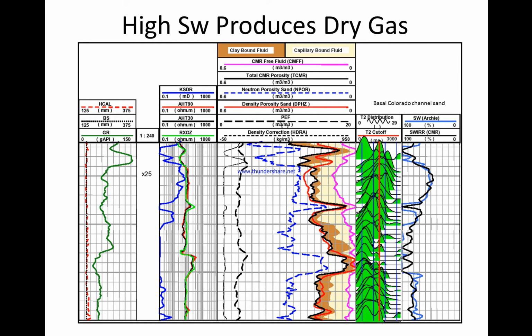High saturations produce dry gas. What do we mean by high saturation? High saturation is Sw. That means you have a very high capillary bound water. For example, here you see a lot of capillary bound water here, capillary bound water there, but also to produce this one, perforated to end up with dry gas in this case.